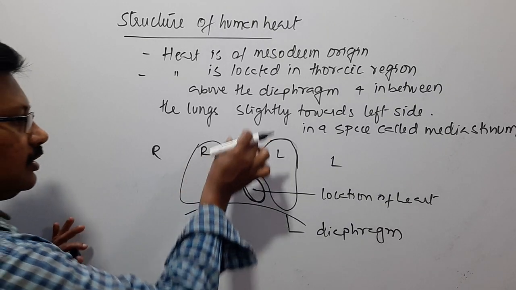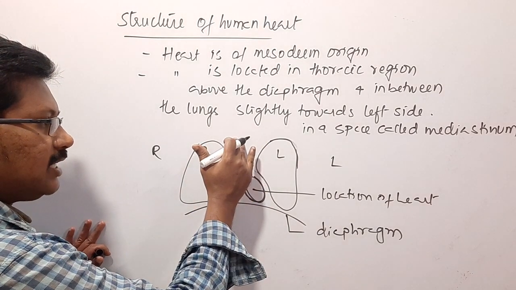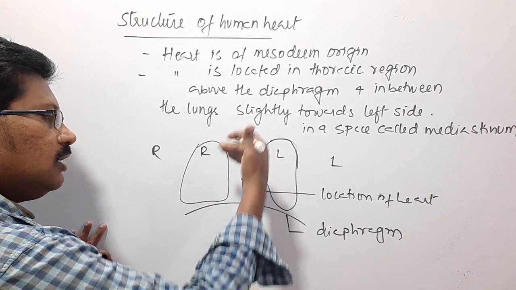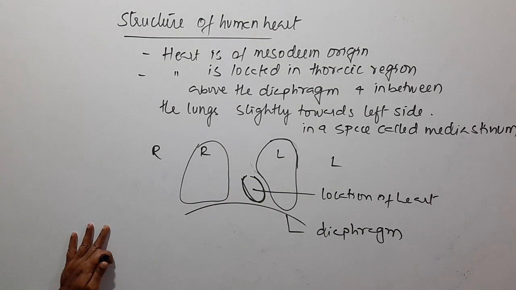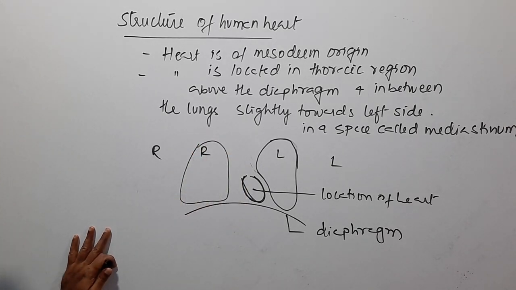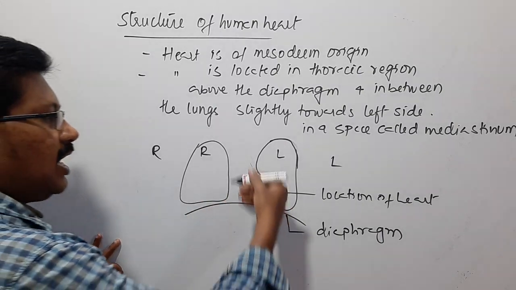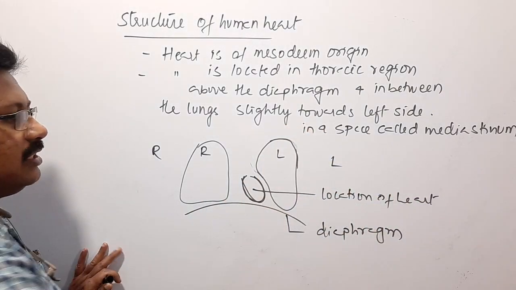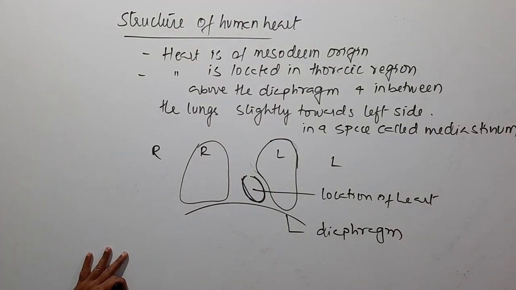So in front here you have the sternum. Here in front is the ventral side, and on the back it will be the dorsal side. So on the dorsal side is the vertebral column, and on the front side the sternum. So just behind the sternum, in a space called mediastinum, you will see the presence of the heart, right?